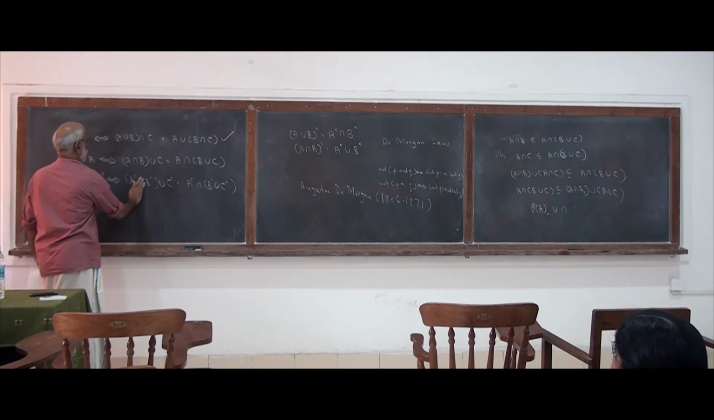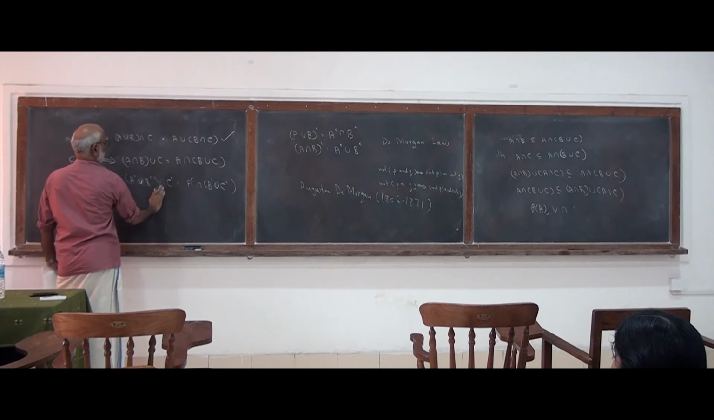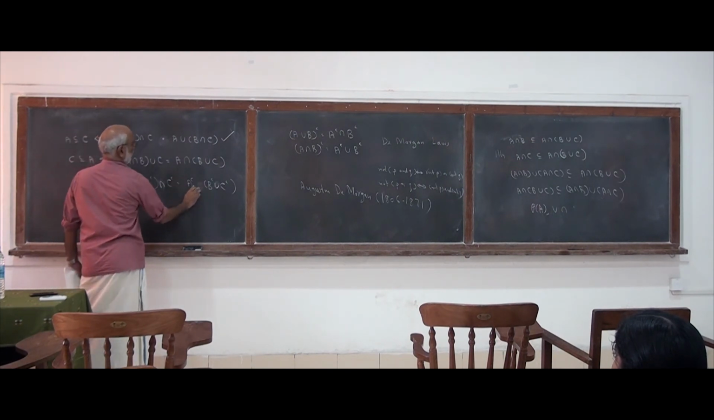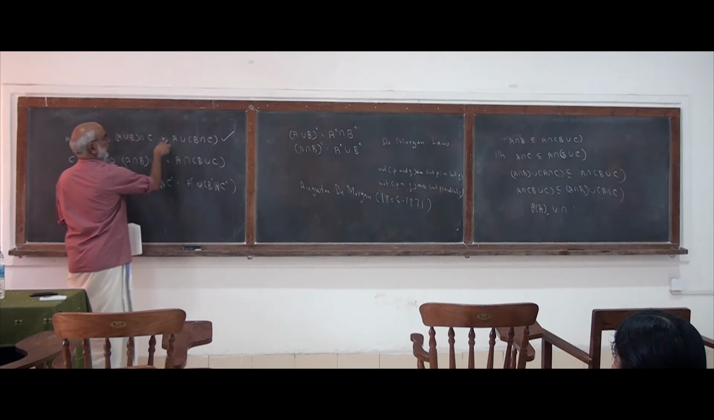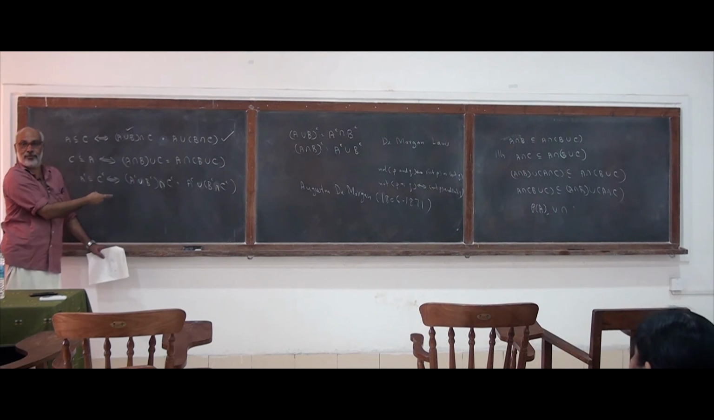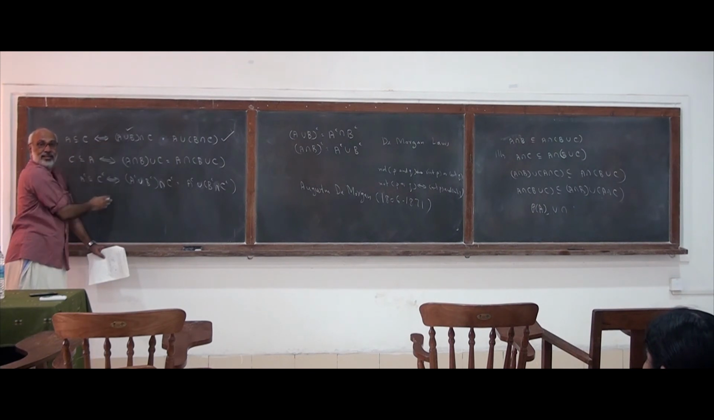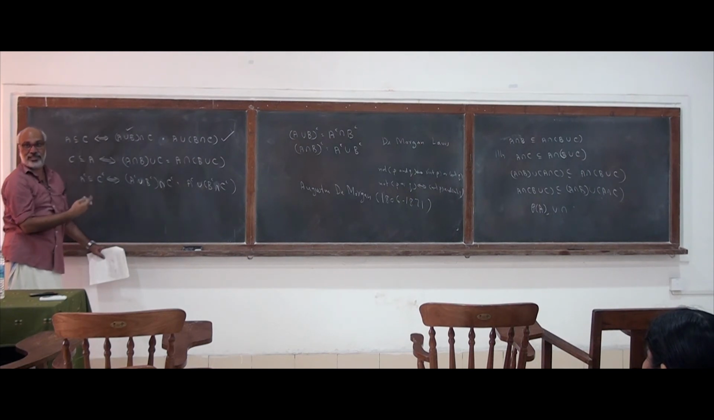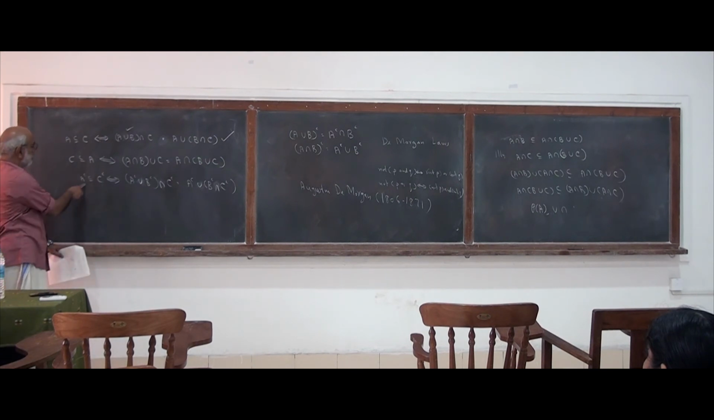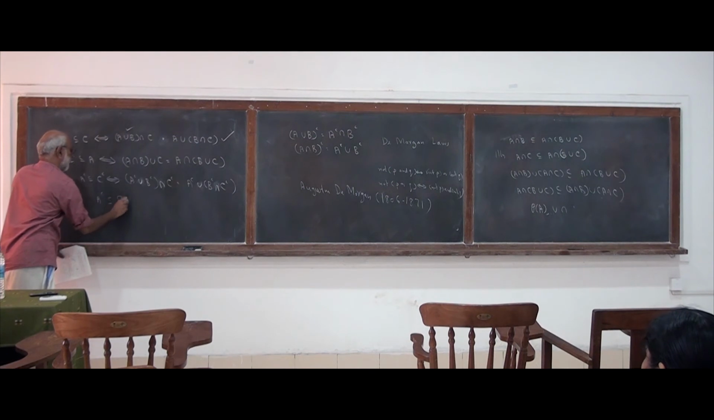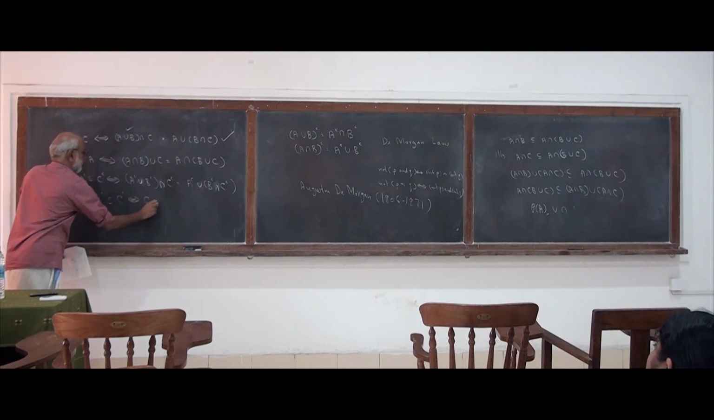The same thing: this rule with A, B and C replaced by their complements. So if this is true for every A, B and C, this is also true, since A complement, B complement and C complement are sets. Now when this happens, A complement is a subset of C complement. A complement is a subset of C complement if and only if C is a subset of A.